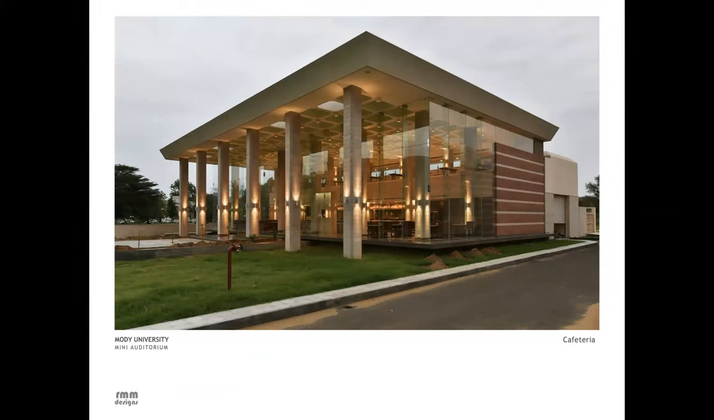This is, of course, the cafeteria, which is abutting, and has a similar design philosophy, but this is air-conditioned. So you don't find any louvres or anything over here because this is centrally air-conditioned. This is G+1, so there is a little bit of seating area on the top. This is approximately a 200 capacity cafeteria.